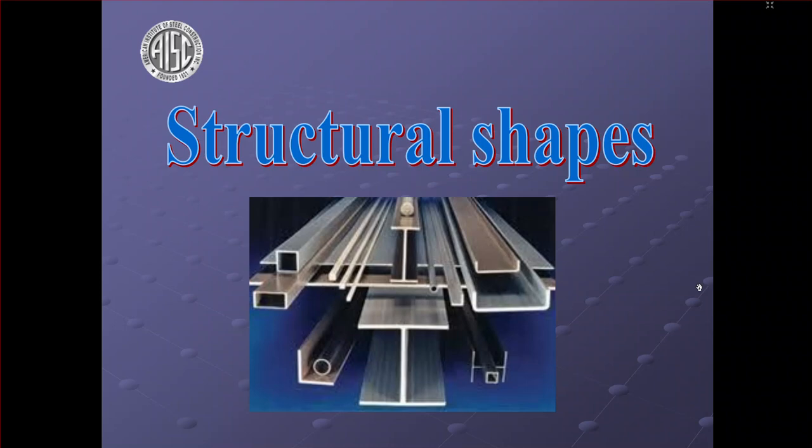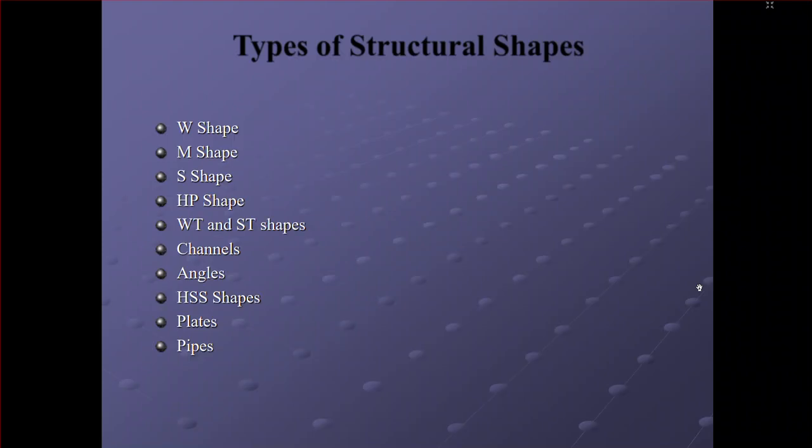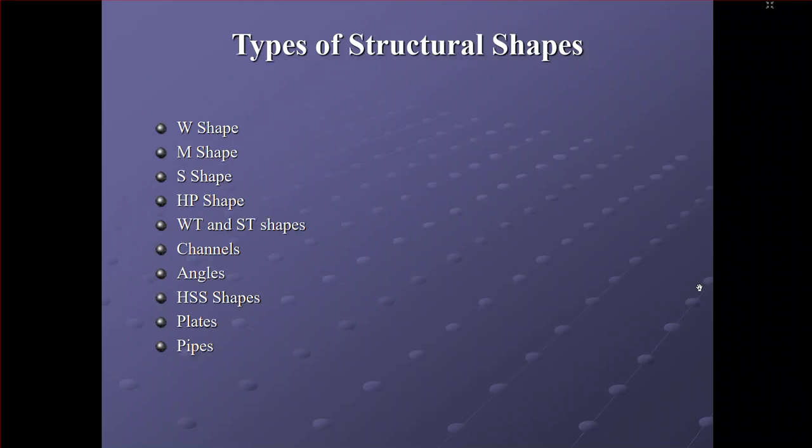So first is types of structural shapes. There are many structural shapes, so a few of them. First is W shape, second M shape, third S shape, fourth HP shape, fifth WT and ST shape, channels, angles, HSS shapes, plates, pipes.